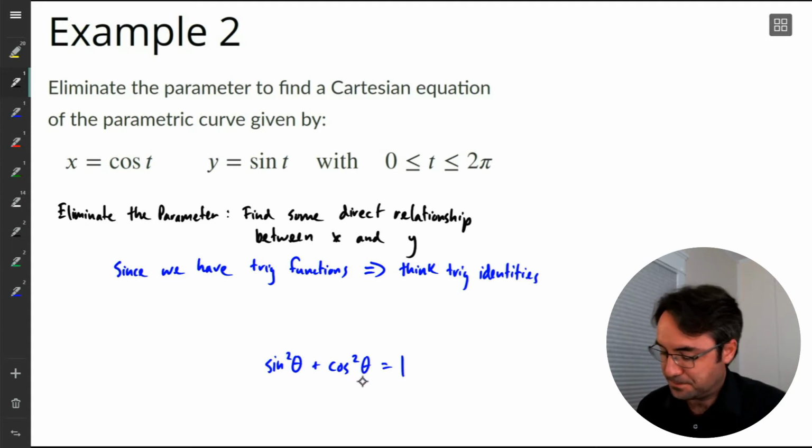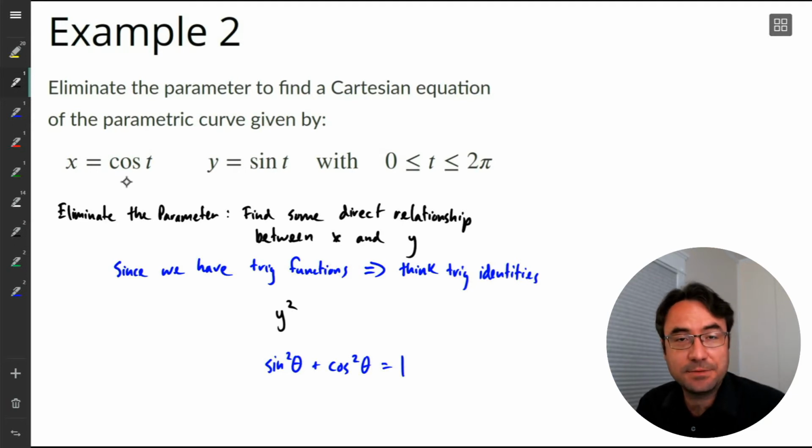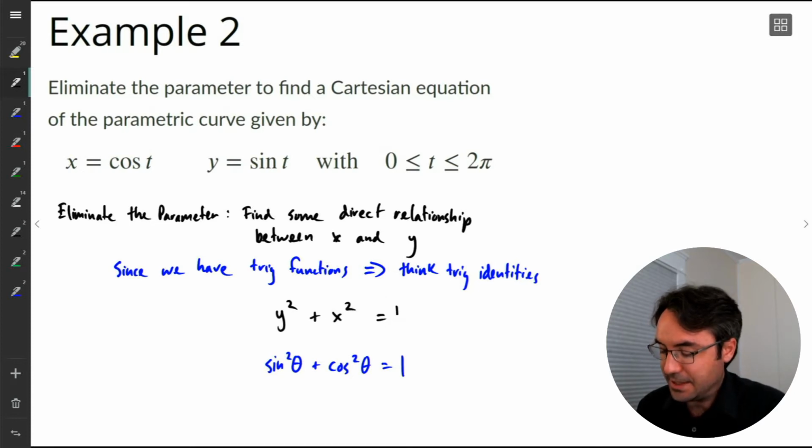Cosine squared, well, x is cosine, so let's square cosine here, and that would give us an x squared. And it's saying this should be equal to 1. And this is our Cartesian equation.